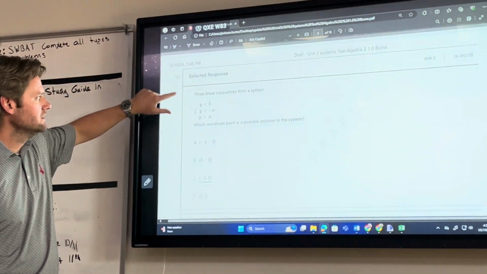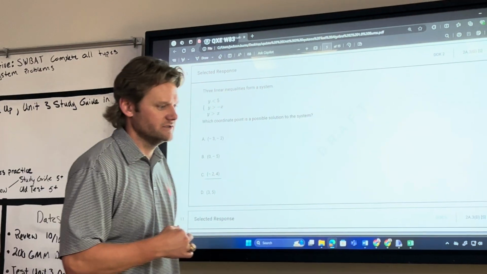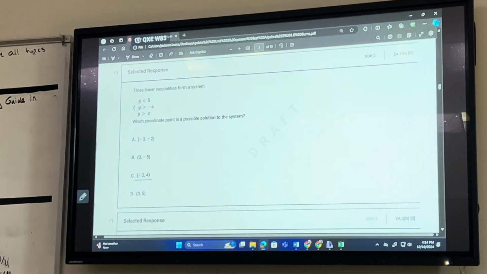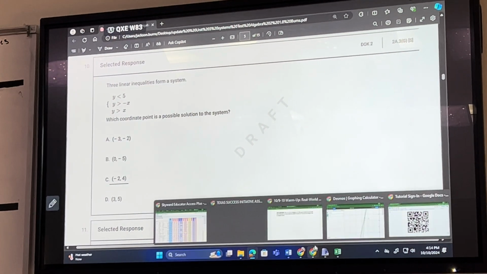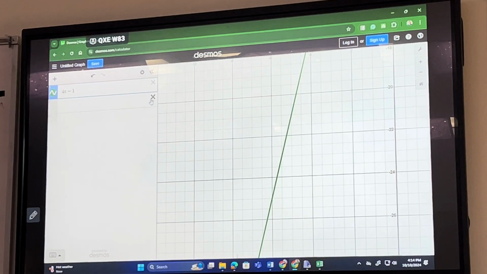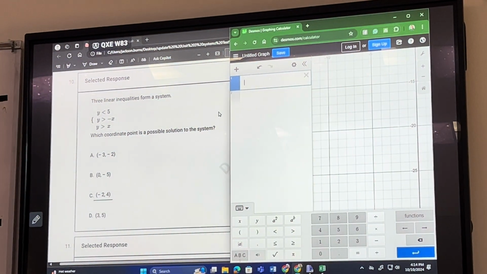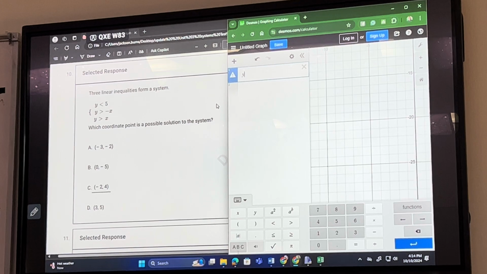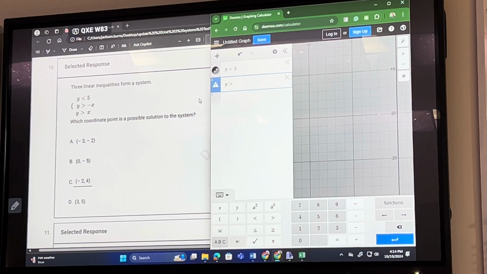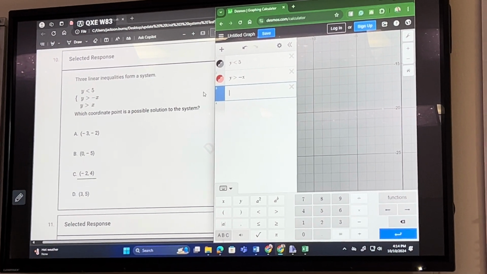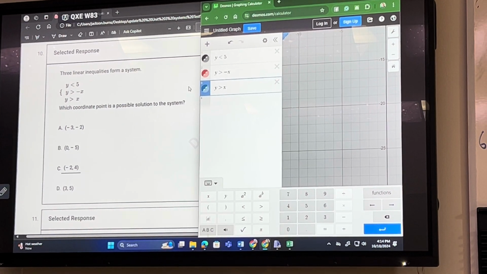So moving on, now we have a system of linear inequalities with 3 linear inequalities. So really important here, if you're going to use Desmos, make sure you know this is the triple shaded region. So if I use Desmos on this one, I know I have y is less than 5. I have y is greater than negative x. And I have y is greater than x.